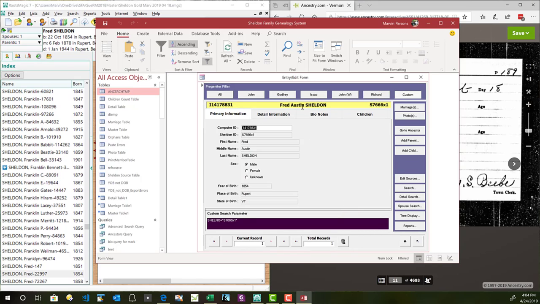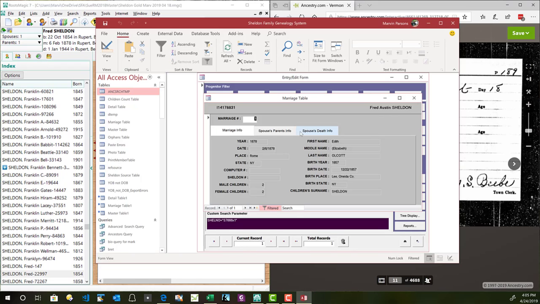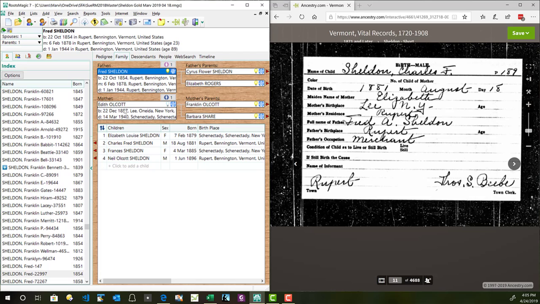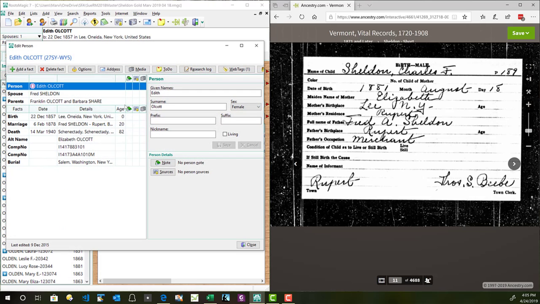And here we have Fred Austin Sheldon, but we're looking for his wife. And here she is. It is an Edith. Oh, look at it. Middle name was Elizabeth Alcott. Now, where did that Elizabeth go when I converted this data? That's a good question. It was in the data before. If we double click on Edith, we find out that her alternate name is Elizabeth Alcott. So it is Elizabeth, and this one checks.